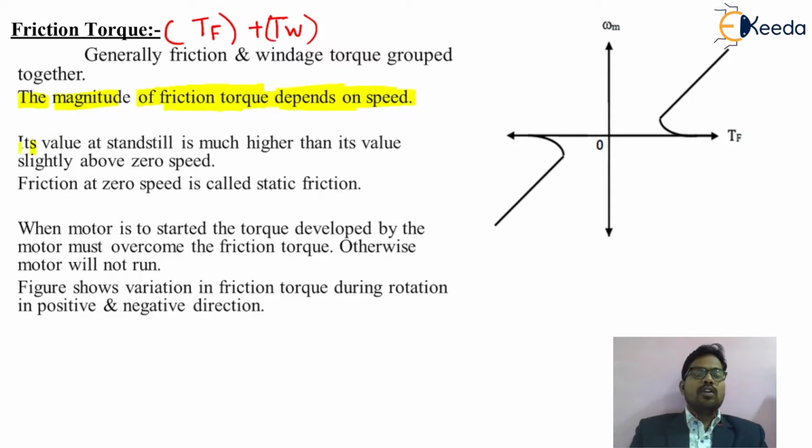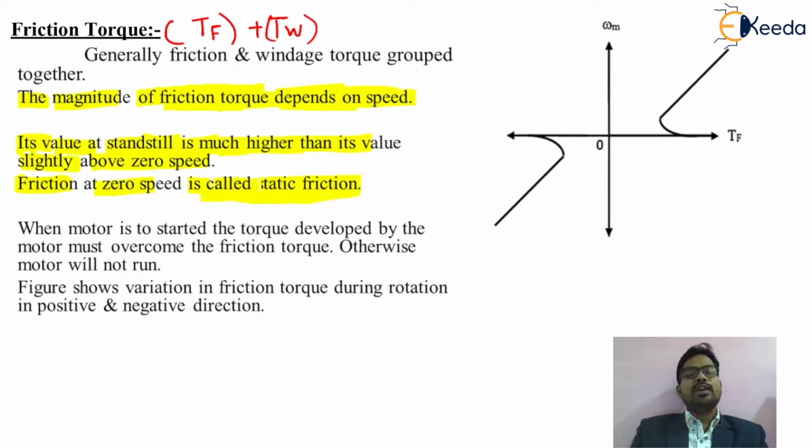So obviously its value at standstill is much higher than its value slightly above zero speed. The friction torque has its own value that is slightly greater at zero speed. The friction at zero speed is called the static friction. So in friction torque there is a very important term, which is called static friction.